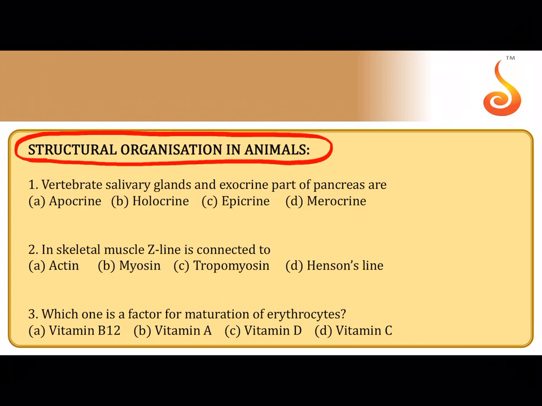Okay, now coming to the last chapter for this week's crash course NEET, that is structural organization of animals. Vertebrate salivary glands. The first question says vertebrate salivary glands, an exocrine part of the pancreas, are what type of glands? They are merocrine glands.